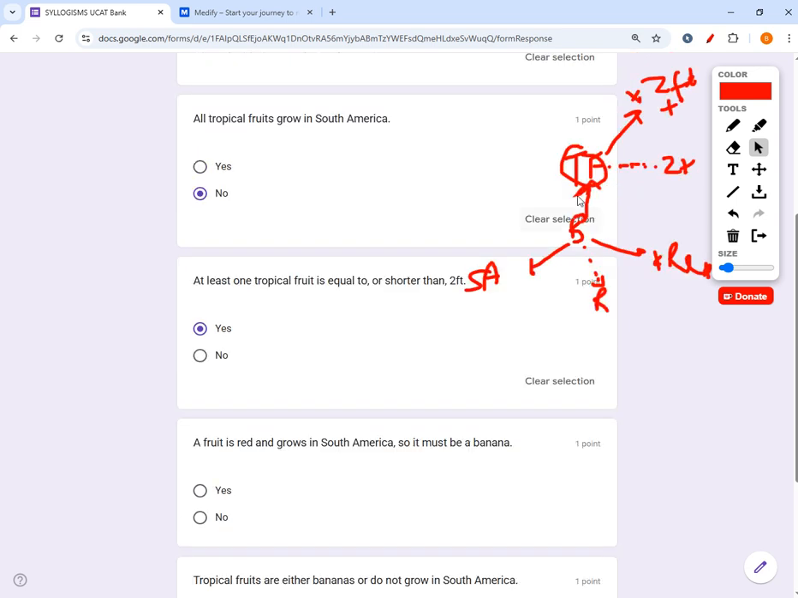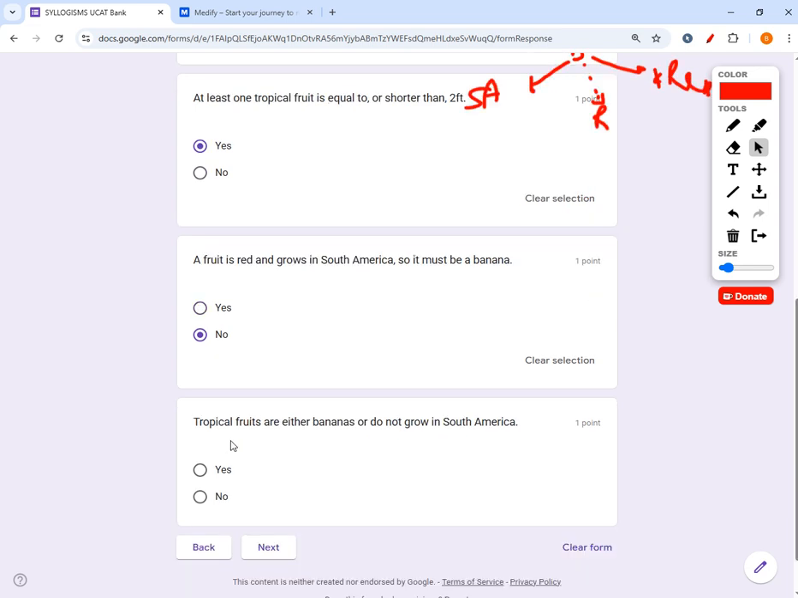A fruit is red and grows in South America? No, I can't go behind the arrow, so I can't go back against the arrow. So the answer is no. A fruit is red and grows in South America, so it must be banana. Oh no, I cannot go back against the arrow, so no.